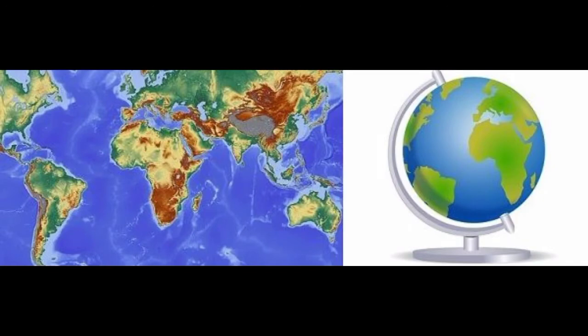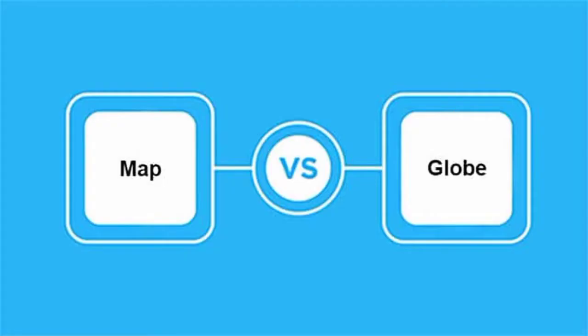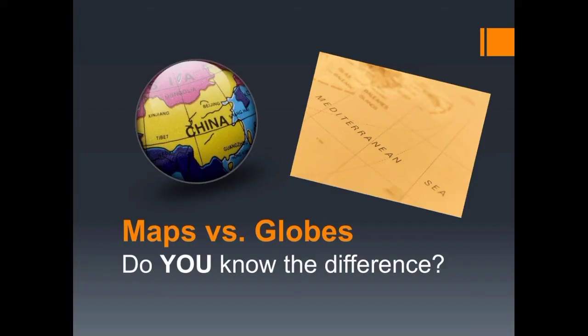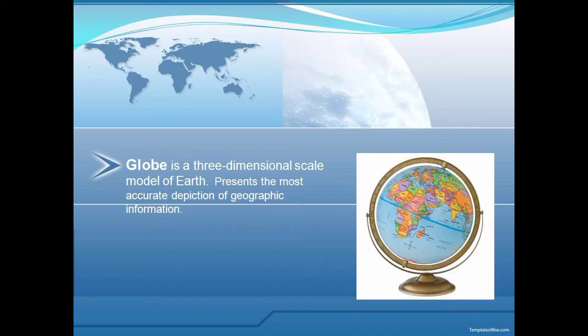Next one, you see the difference between a map and a globe. A map is different from a globe. A map gives a two-dimensional representation of certain regions or the entire world. A globe gives a three-dimensional representation of the entire world.